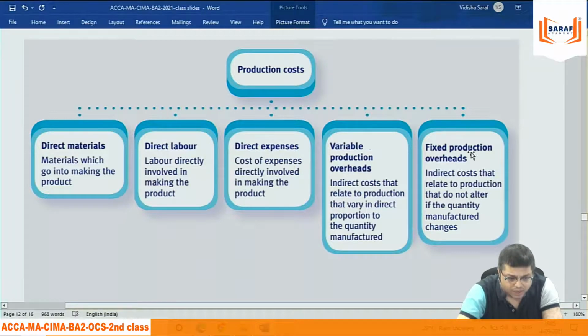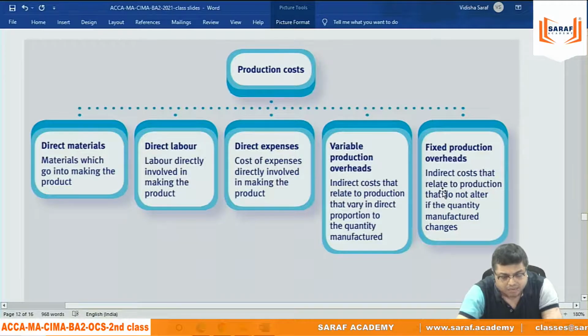Variable production overhead, fixed production overhead are indirect cost, but they are production cost. Till the time the finished goods is not ready, all the costs are production cost only. So production overheads, variable and fixed production overheads are production cost only. Material, labor, direct expenses are production cost, but indirect material, indirect labor, indirect expenses are also production cost. And in indirect expenses, there can be fixed, there can be variable.